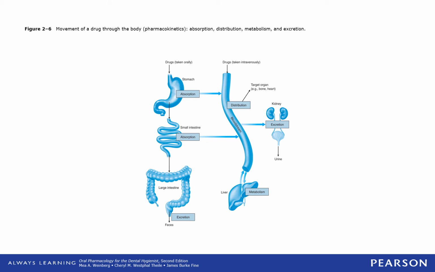Movement of a drug through the body, which is pharmacokinetics, involves being absorbed, distributed, metabolized, and then excreted from the body. And here is an example of the pathway that drugs take. Now they're pharmacokinetically broken into the different forms.